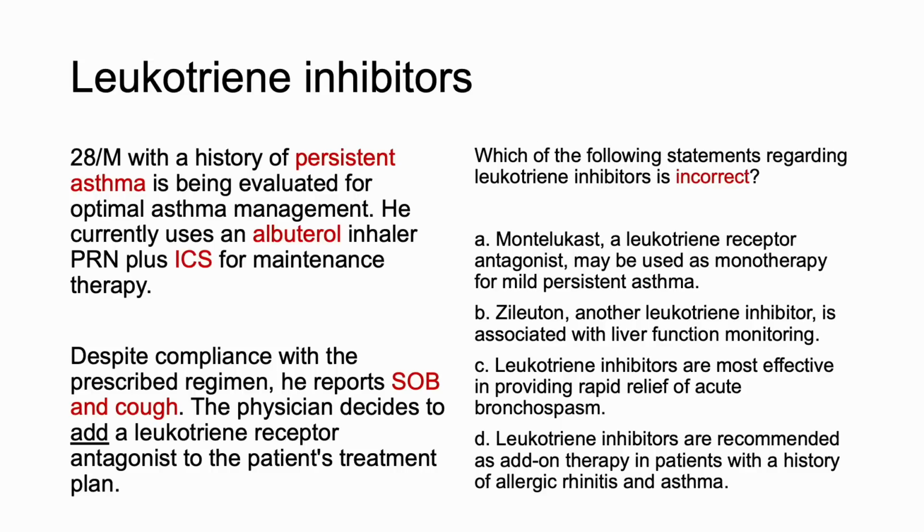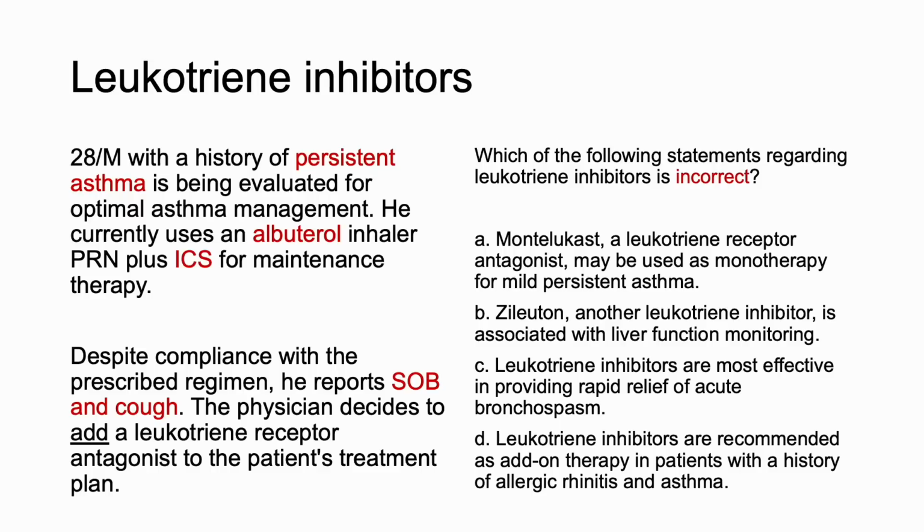A. Montelukast may be used as monotherapy for mild persistent asthma. B. Zyflo, another leukotriene inhibitor, is associated with liver function monitoring. C. Leukotriene inhibitors are most effective in providing rapid relief of acute bronchospasms. Or D. Leukotriene inhibitors are recommended as add-on therapy in patients with a history of allergic rhinitis and asthma.